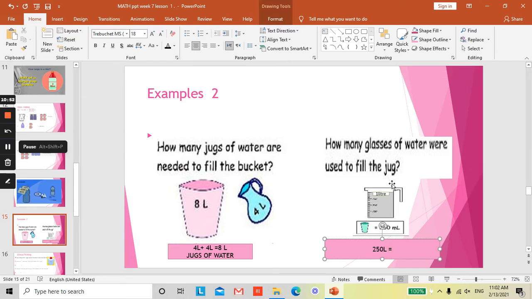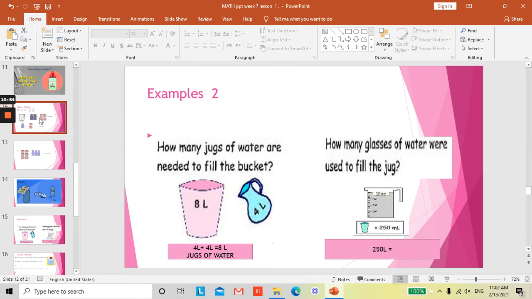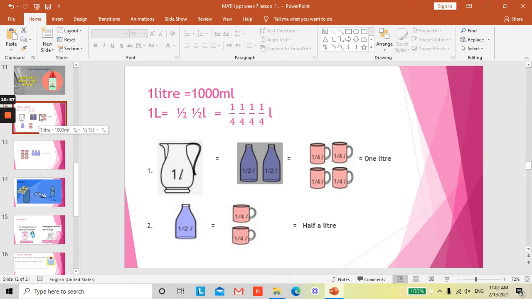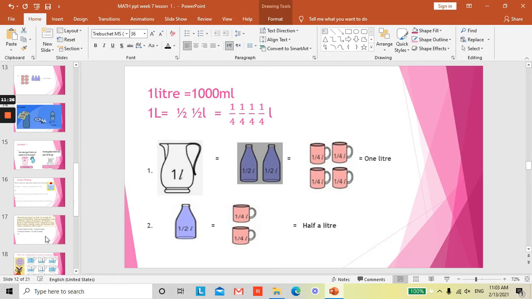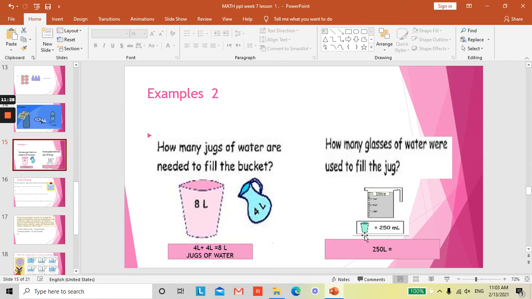Before I continue, we said above, how many quarters make 1 liter? We have 1, 2, 3, 4. 4 quarters make 1 liter, which is the same as 250, because we are going to take our 1,000 milliliters and divide it into 4. That's where we are right now.